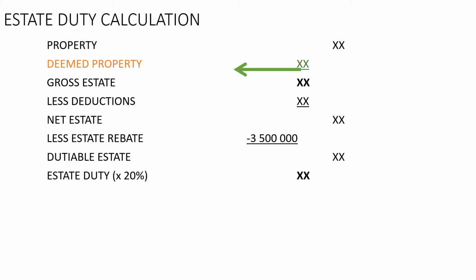In Lecture 1, we had a look at what constitutes property in the estate of a deceased person. Now we'll have a look at what makes up deemed property in the estate. And also property and deemed property will give you the gross estate value of a person's estate.